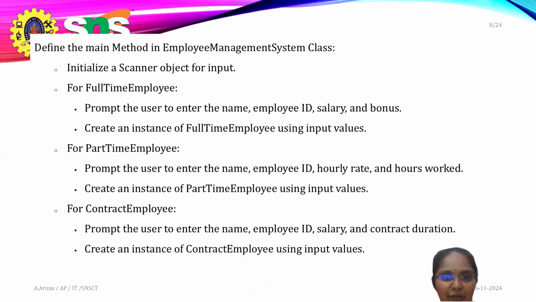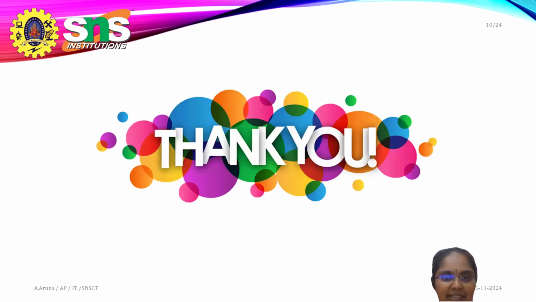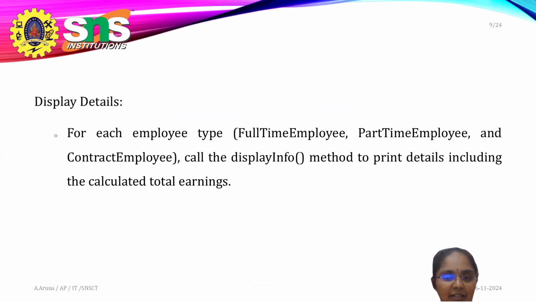And also we are going to create an instance for full-time employee using an input value. Similarly, we're going to give it for the part-time and the contract employee for input. Similarly, all the details we're going to display is the employee type. So in that, we're going to use the display method to display the details. So this is how we can execute it, meaning we're going to see it in our command prompt.